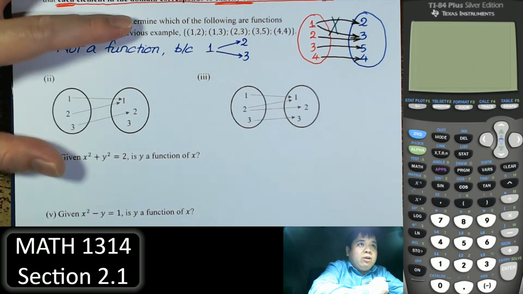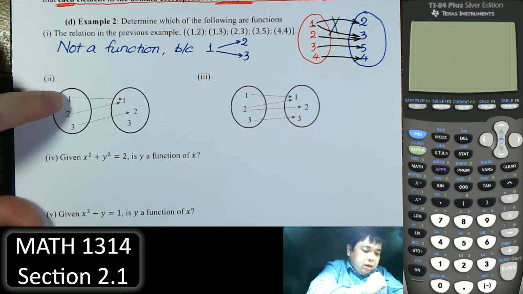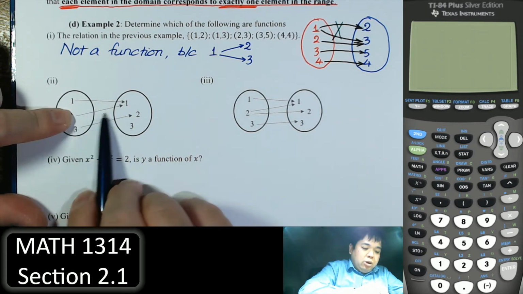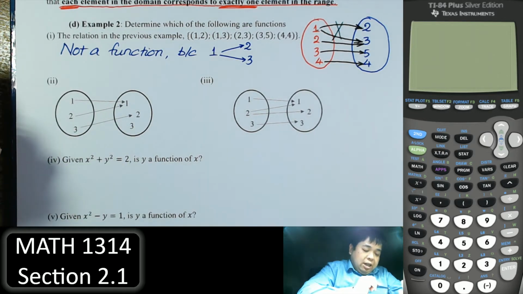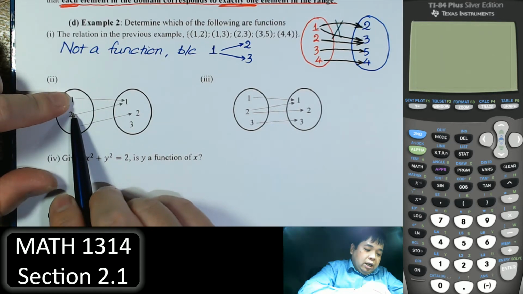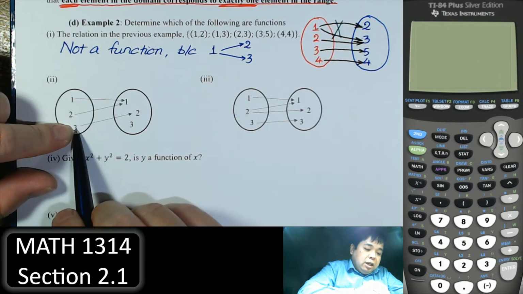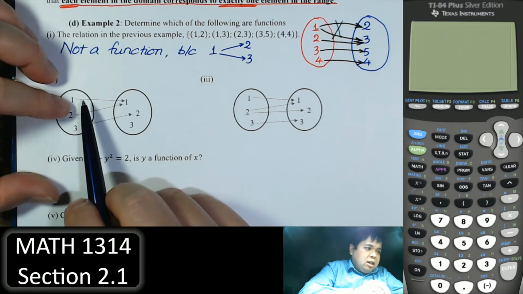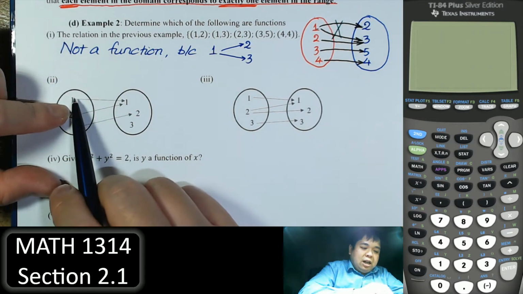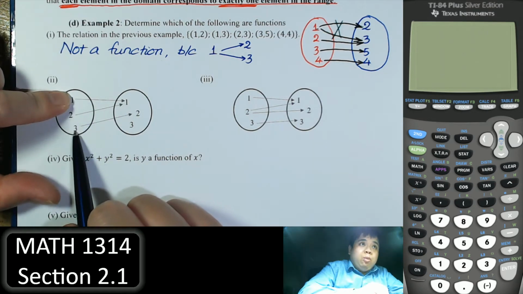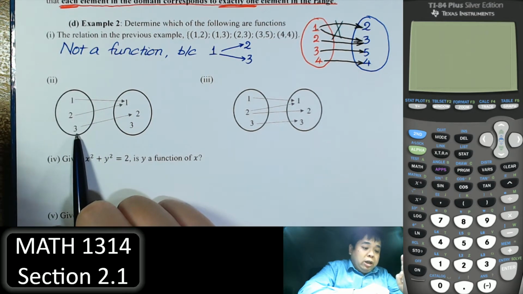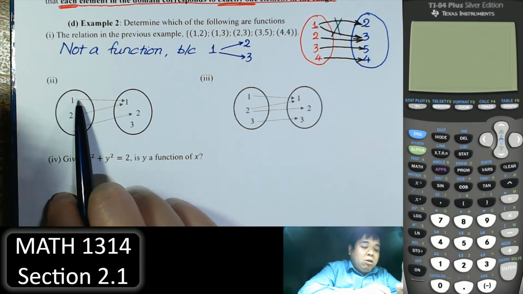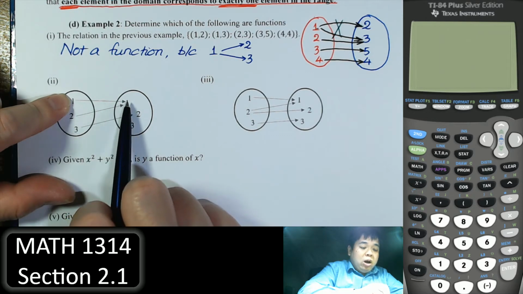Right, here we have more examples. Is this a function? So we have 1 going here, 2 going there, 3 going here. In this case, each element in the domain corresponds to exactly one in the range. Think of it like a shooting squad. Each one in the domain has only one arrow. They can shoot whatever they want. However, they only have one arrow, so one arrow can only hit one target.